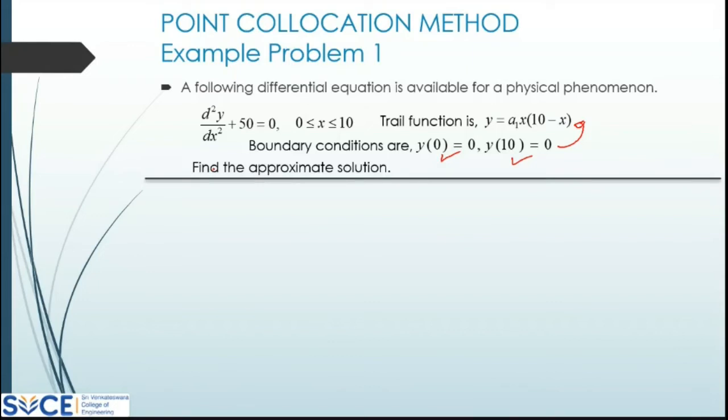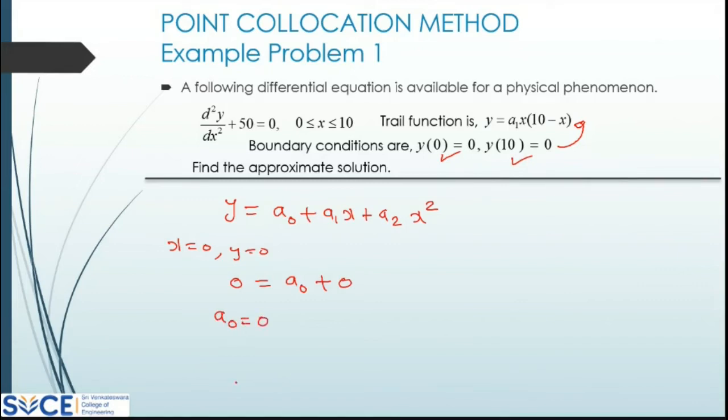Suppose the trial function is not given, what I do is take a trial series. I will say y is equal to a naught plus a1x plus a2x square. When I increase my terms, when I increase my polynomial, your accuracy will increase, but let me limit it up to x square. Now I have to apply the boundary condition. When x is equal to 0, y is 0, so I substitute x is equal to 0 and y is 0. We get 0 is equal to a naught plus 0, which means a naught is equal to 0.